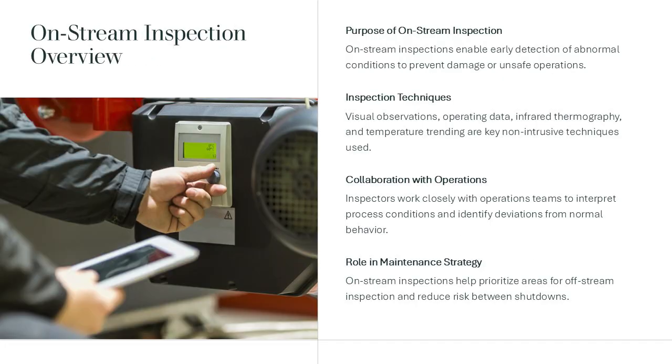On-stream inspection refers to inspection activities performed while the fired heater is operating or in hot standby. The primary objective is early detection of abnormal conditions that could indicate developing damage or unsafe operation.